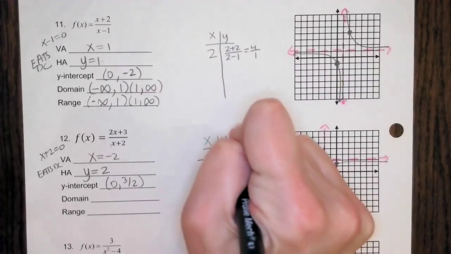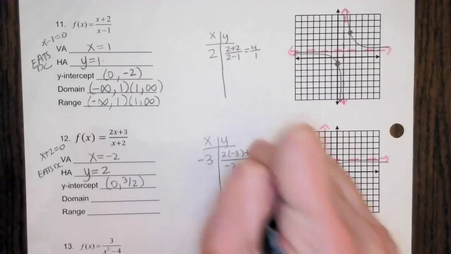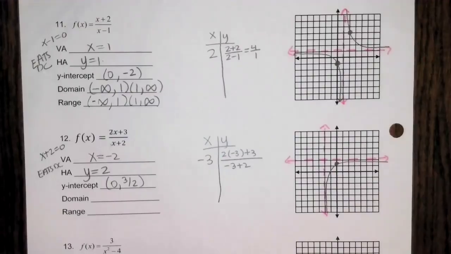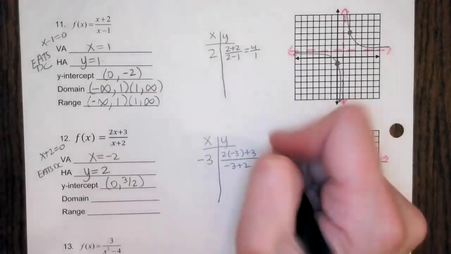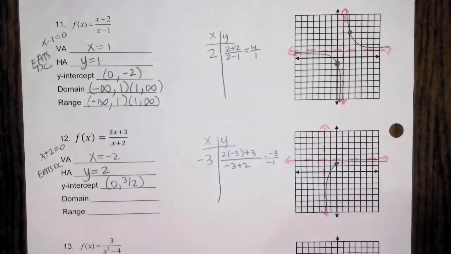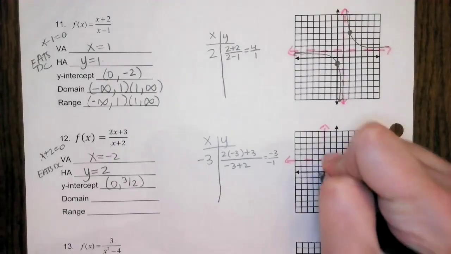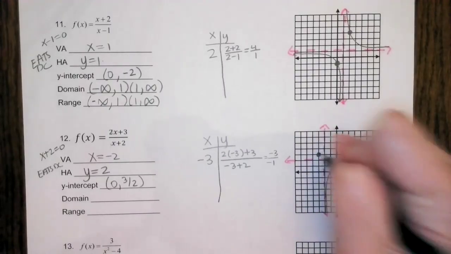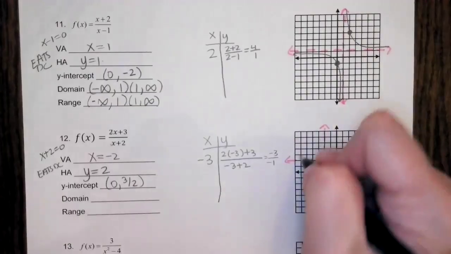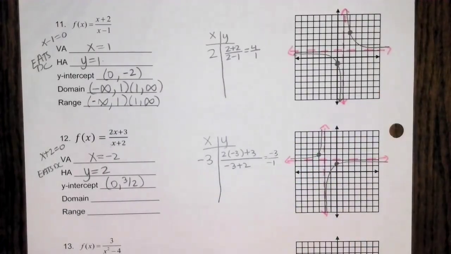So we got 2 times -3 plus 3 over -3 plus 2. That's -6 plus 3, which is -3 over -1. And so that is a +3. So -1, 2, 3, and a +3 puts me right here. And then I move towards my asymptotes.